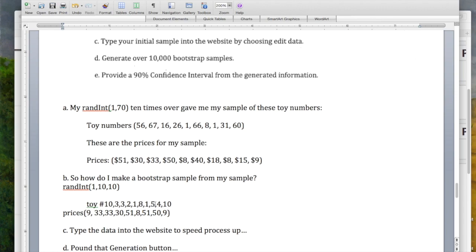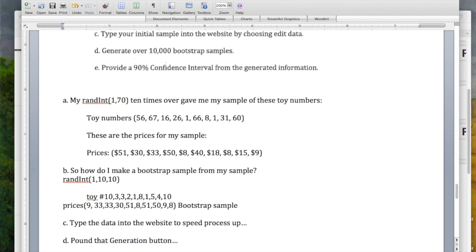I think I missed toy number 5. 1, 2, 3, 4, 5. Yeah, toy number 5 was also worth $8. So I missed that. The order doesn't matter. So that's an example of my bootstrap sample. It has the same length as the original sample. And now I just have to do that 10,000 or 15,000 more times on my graphing calculator. And probably by sometime before my next birthday, maybe that would be done. Or by that time, I'd probably be going crazy.